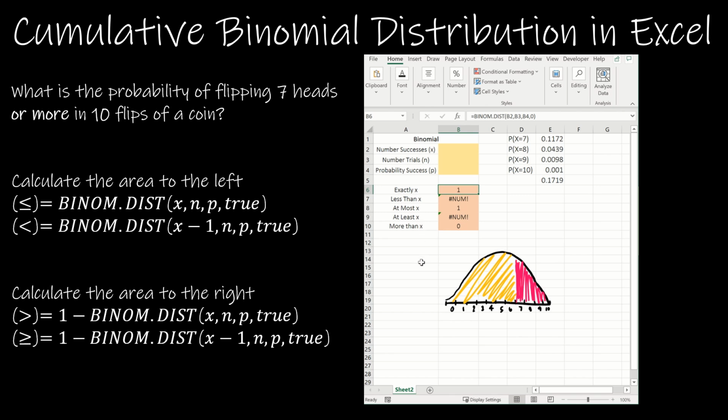Looking at this question, we want the probability of flipping 7 heads or more. We talked about the fact that we could take the probability of exactly 7, exactly 8, exactly 9, exactly 10, and add those together. That's what I've done here, so you can see the correct solution is 0.1719. But let's talk about how to use Excel to find the solution.